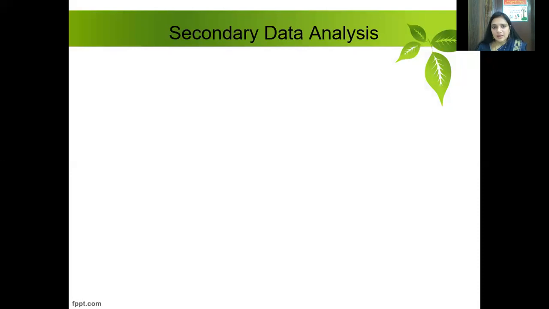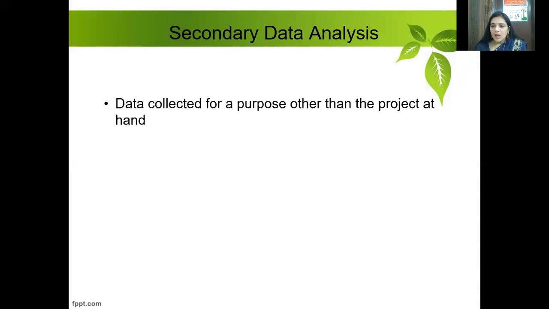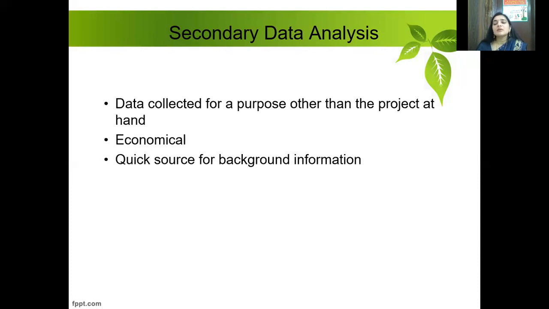Then secondary data analysis. What is secondary data analysis? The data which is already collected by somebody else, and that somebody else might be an individual, maybe a company, agency, or anything, right? The data or maybe the information which is already generated for a similar kind of project, that is basically secondary data. And how would you analyze the data now?